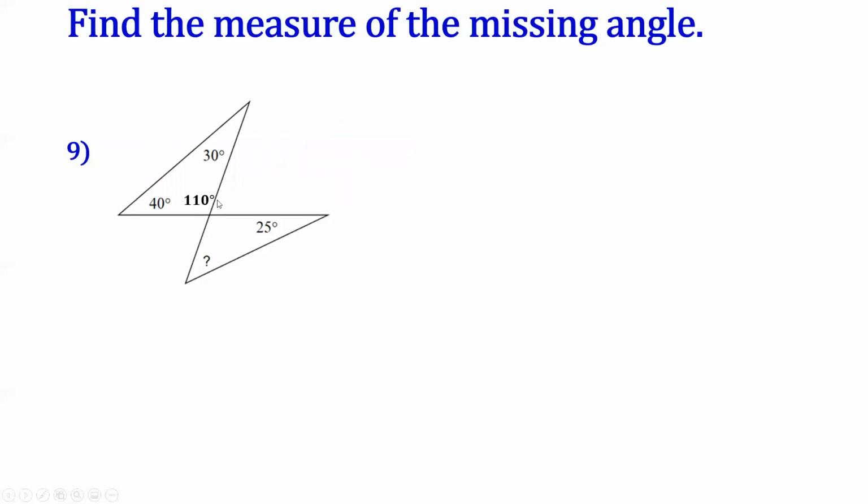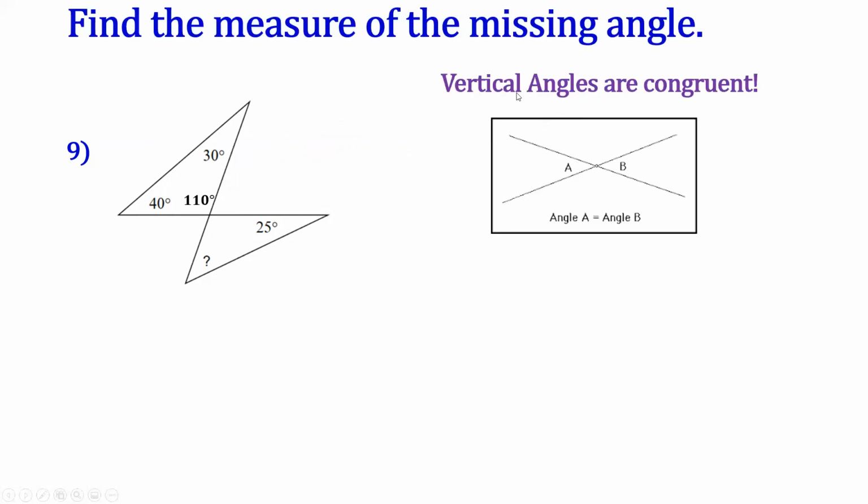Now we're going to use something that I haven't mentioned yet, but you've seen it in class. That's vertical angles. Remember, vertical angles are the angles opposite of each other, such as this picture I have here. A and B are vertical angles. They're opposite of each other. At this point, they're opposite. And what we know about vertical angles is that they're congruent. In other words, they're the same. They're equal. So if this is 110 degrees, we now know that this angle here is 110 degrees.